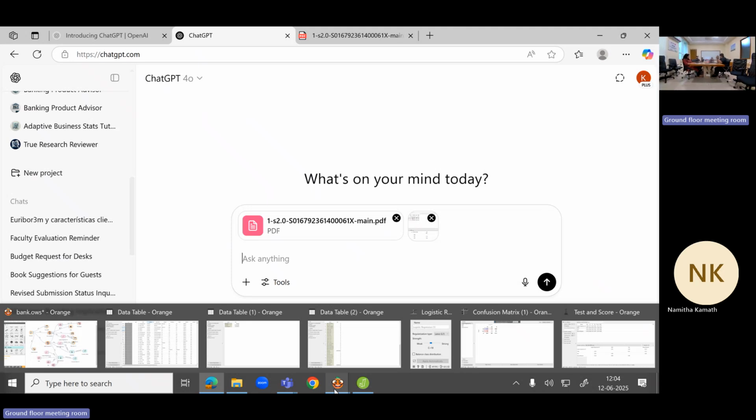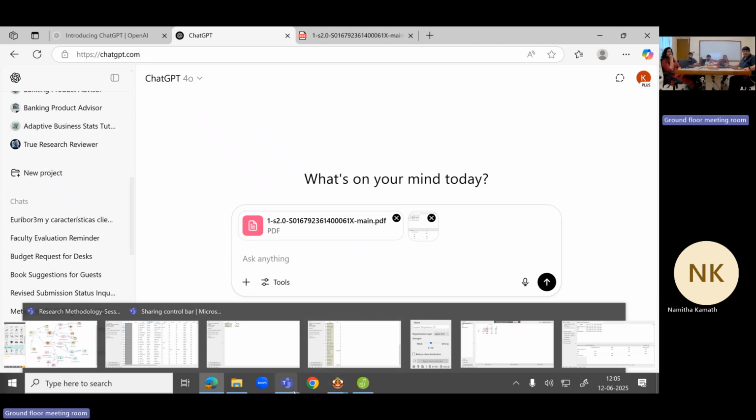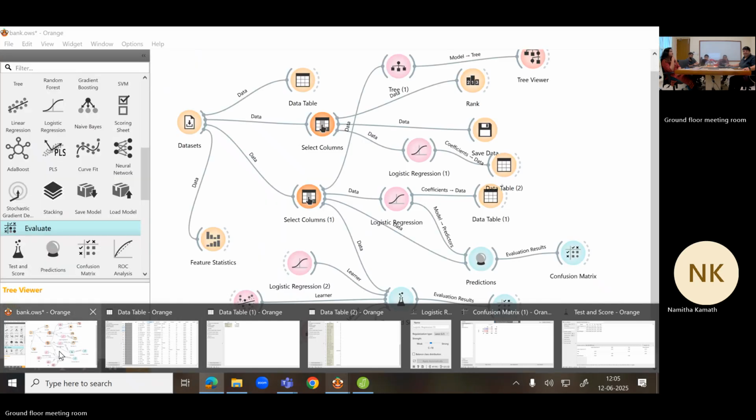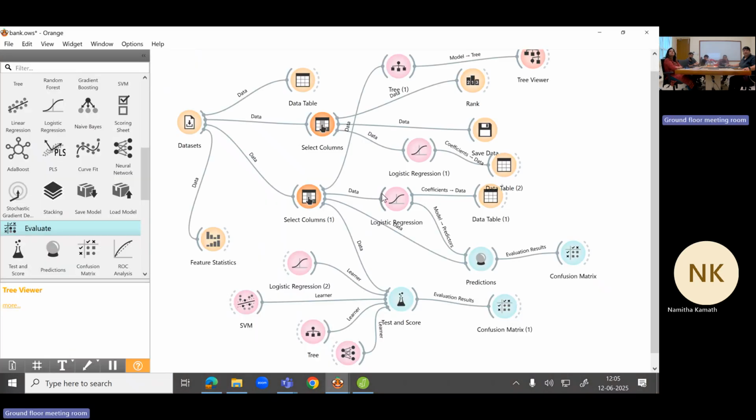Confusion matrix not required because they have supplied this. See, you need to be rational enough. It's giving that, it will figure that out. What you have to do is supply your variables. So what we can do is go to your data table, or say select columns.